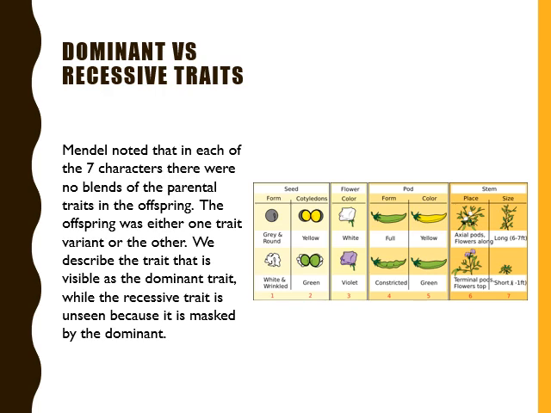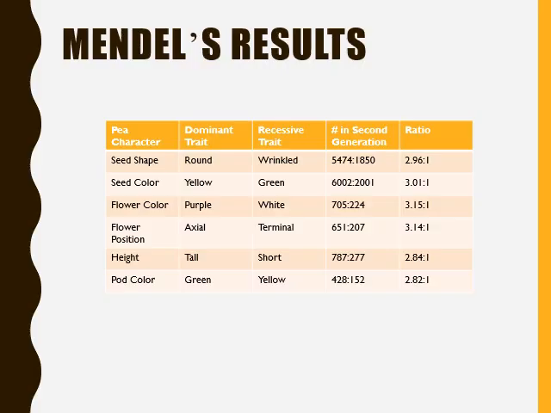The visible trait, the one that you see in that F1, is the dominant one. The other one is recessive. It's being masked. In that F1, every single offspring was dominant. And that could make sense if there's some trait that will always dominate another.